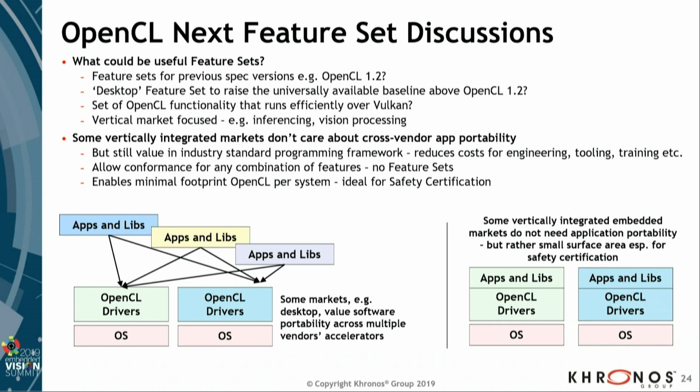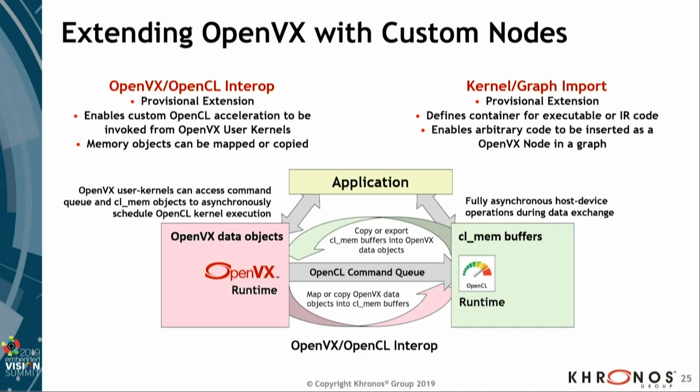That might lead to fragmentation, so we're discussing feature sets, groups of features that are targeted at specific vertical markets, such as embedded inferencing and vision processing. We're noting that some markets really care about application portability, and so feature sets will be really important to make sure that developers have a consistent platform. Whereas other vertically integrated markets may not care about application portability at all, and so we're discussing giving the flexibility to hardware vendors to literally just ship the features that they wish and nothing else, and still be conformant. This could be very enabling for, again, safety-critical markets, where you can reduce your API surface area to precisely fit your deployed system.